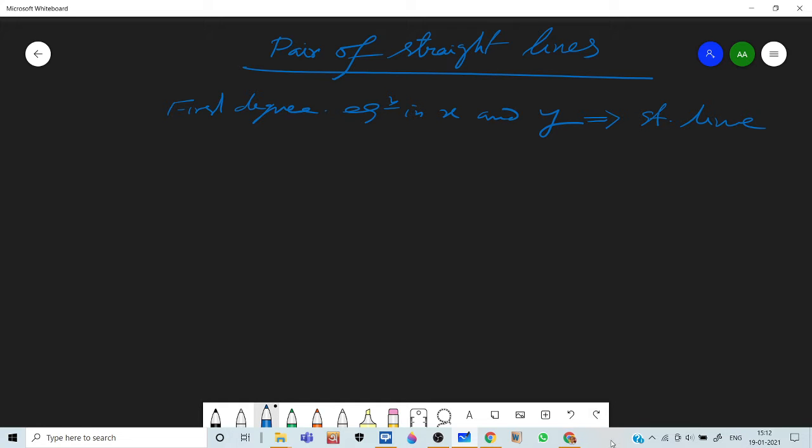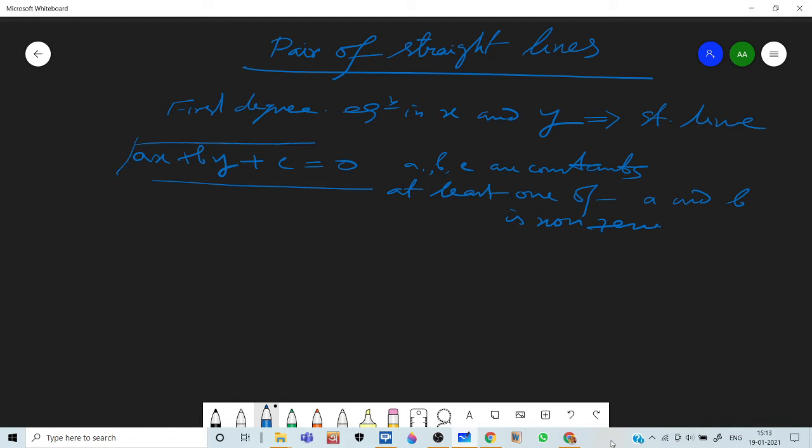The general equation of a straight line is given by ax + by + c = 0, where a, b, c are constants, and at least one of a and b is non-zero. Then this represents a straight line. The coefficient of x or the coefficient of y, at least one of them, is not equal to 0.